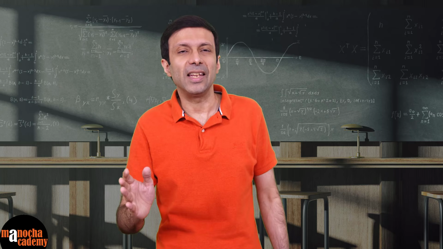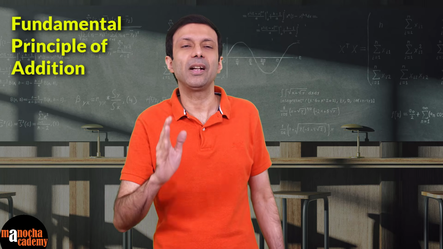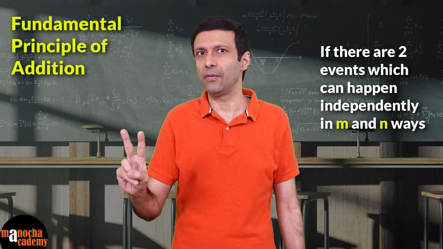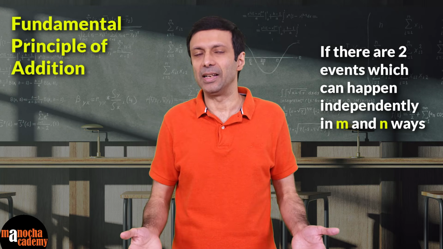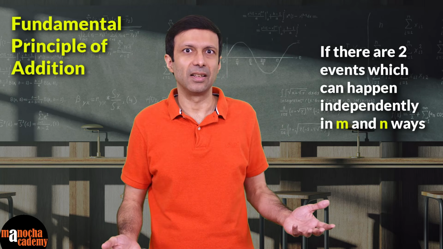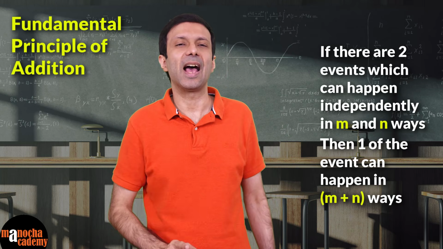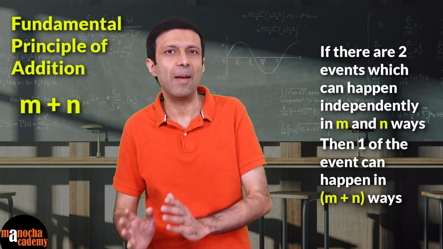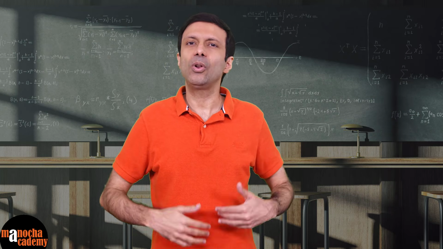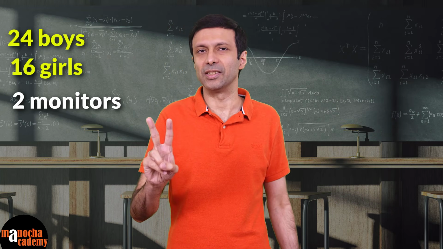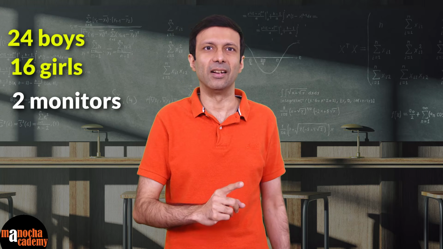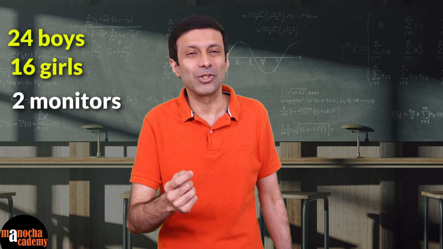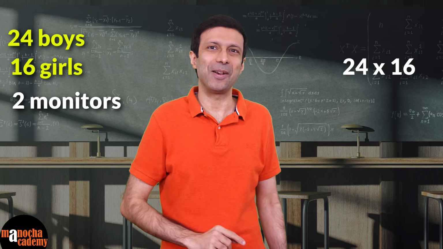So when you add things, this is called the fundamental principle of addition. And it states that if there are 2 events which can happen independently in m and n ways, then one of the events can happen in m plus n ways. So see, you're doing an addition here, m plus n. Now let's say the teacher wants to select 2 monitors, one boy and one girl. Then how many total number of possibilities are there? Now it's going to be 24 multiplied by 16.